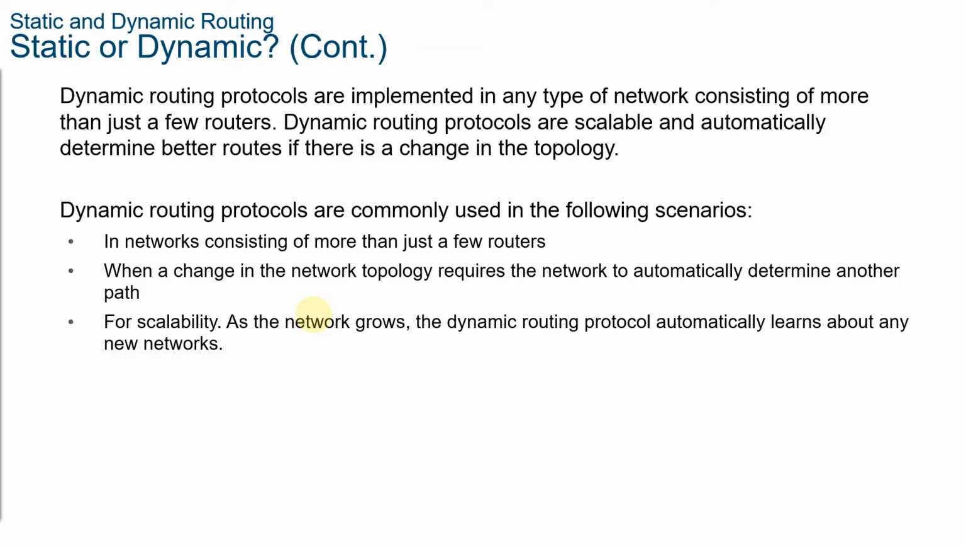Dynamic routing protocols are commonly used in the following scenarios. In networks consisting of more than a few routers. When a change in the network topology requires the network to automatically determine another path, then a dynamic routing protocol is a good choice. And for scalability, as the network grows, the dynamic routing protocol automatically learns about new networks.